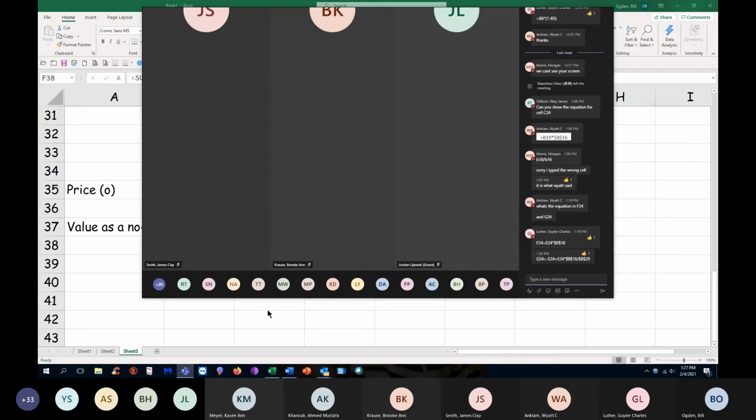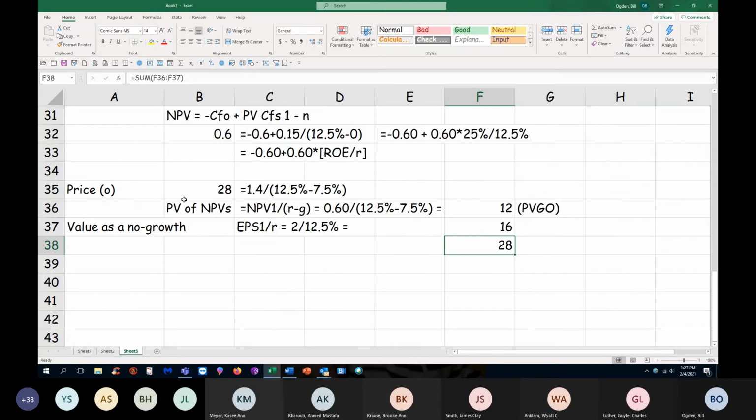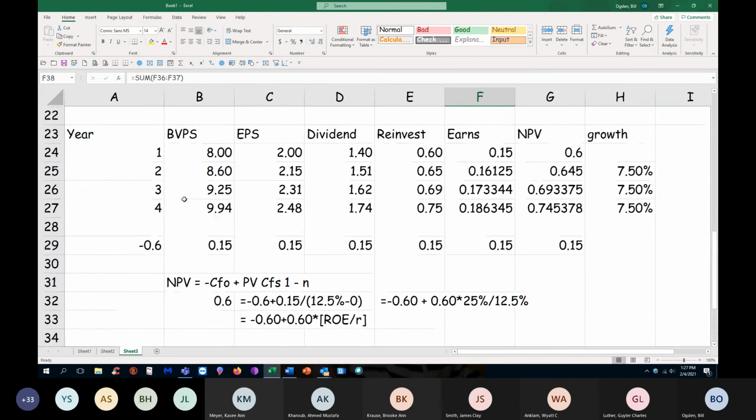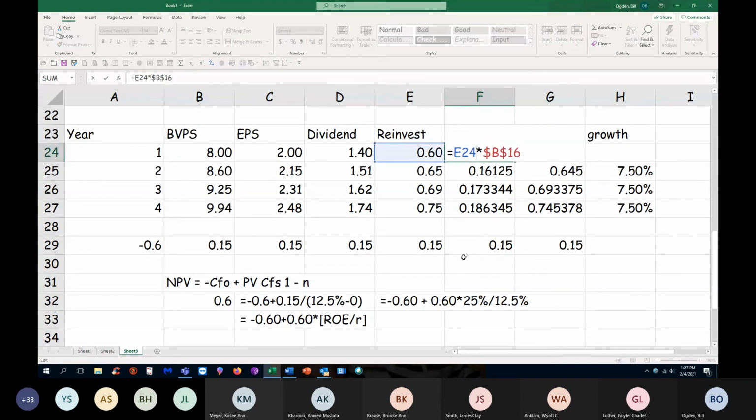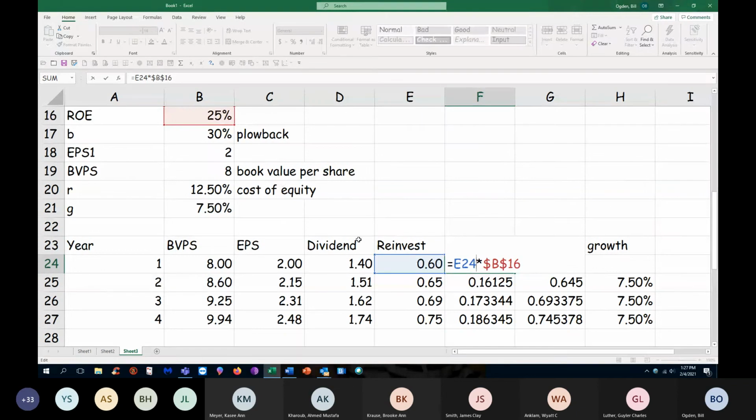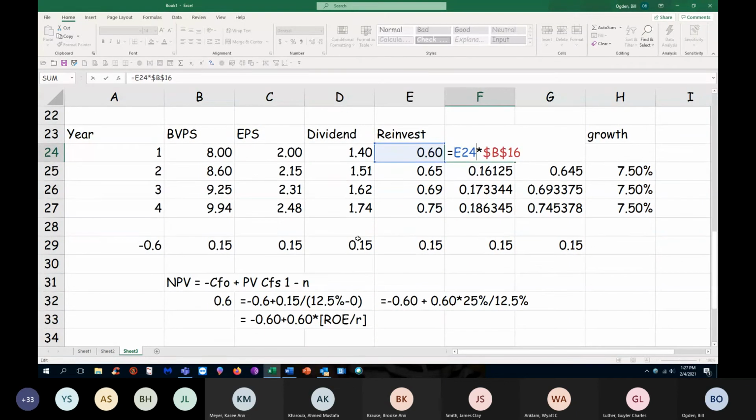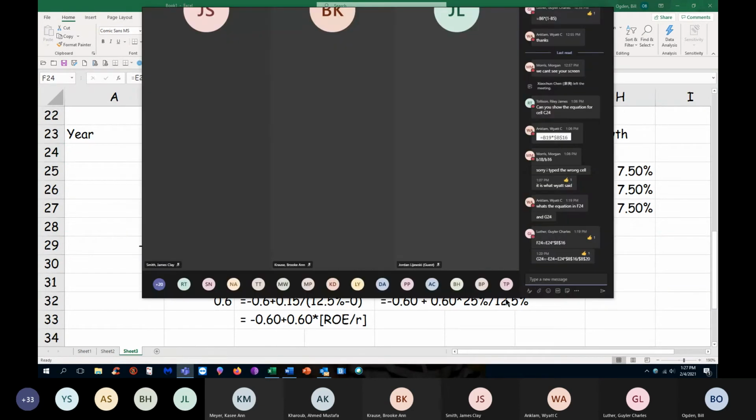So yeah, what's F24? Let's look at that. If you're in the same cell, I mean. F24, yes, very good. It's just the reinvested amount times the ROE, and that would be times 25%. Okay, that was correct.